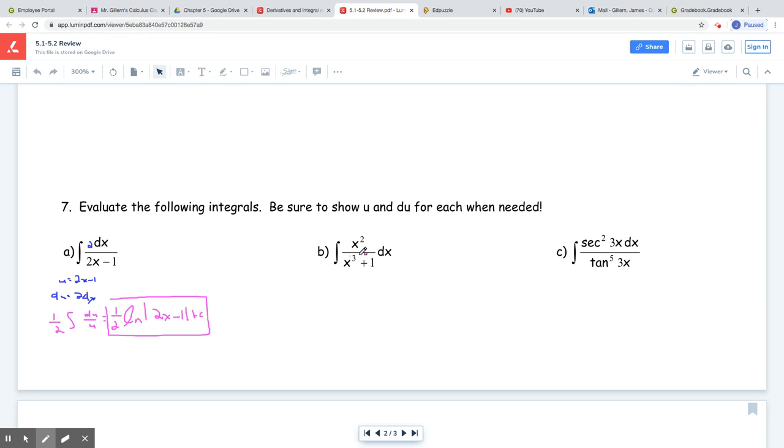Okay. All right, here, make the u once again the denominator, x cubed plus 1. And if something doesn't work, you just try something else. All right, 3x squared dx. I add in the 3. So all of that is my du. So I added a 3, so I make it 1/3. Integral, what do I have there? I have du over u, which is 1/3 natural log of whatever u is. In this case, it's x cubed plus 1, plus c.